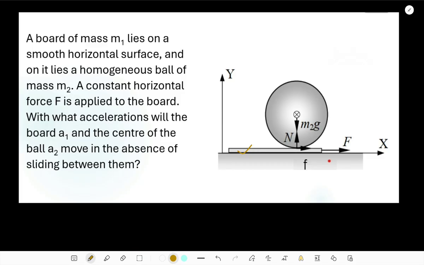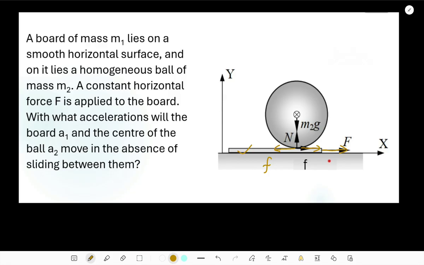So there must be a force of friction acting at the contact point at a moment. There must be friction between board and ball. On the board a force F has been applied towards this direction. That means there will be a force of friction on the board in this direction. So that force of friction will act on the ball in this direction. It was an easy pick.